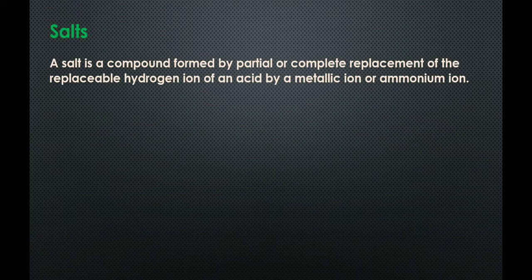In this video, I will be talking about salts. For that, first we need to know what is a salt. A salt is a compound which is formed by either the partial or the complete replacement of the replaceable hydrogen ion of an acid. What is a replaceable hydrogen ion? It means the ionizable hydrogen ion, that means the hydrogen ion which can be ionized. That type of hydrogen ion of an acid is either partially or completely replaced by a metallic ion or ammonium ion, that means basically by a basic radical, so as to form a compound which is known as salt.